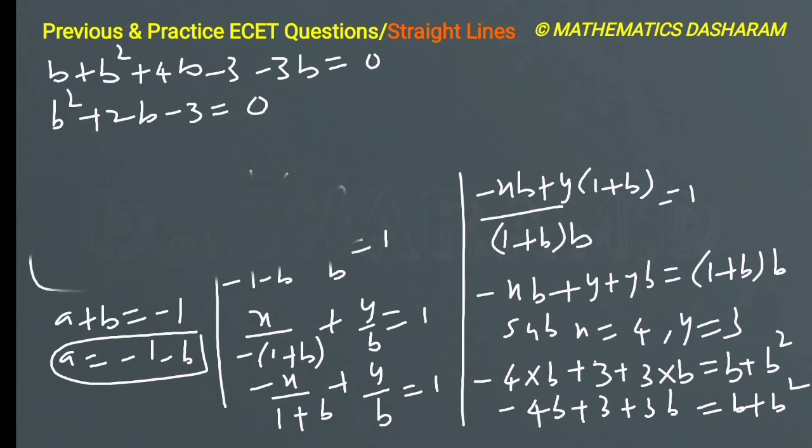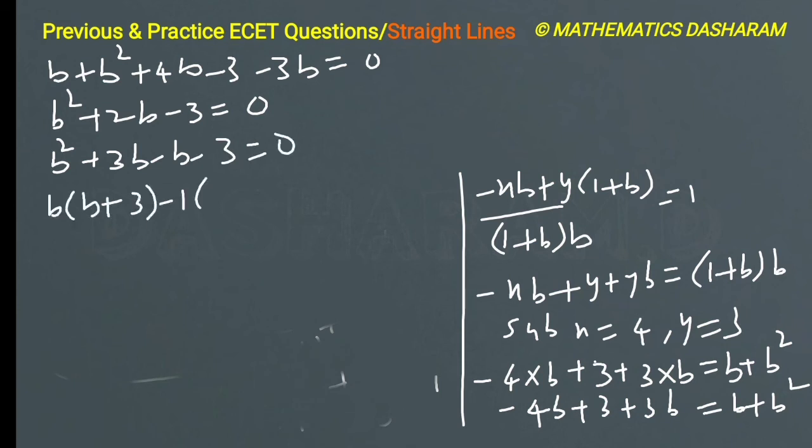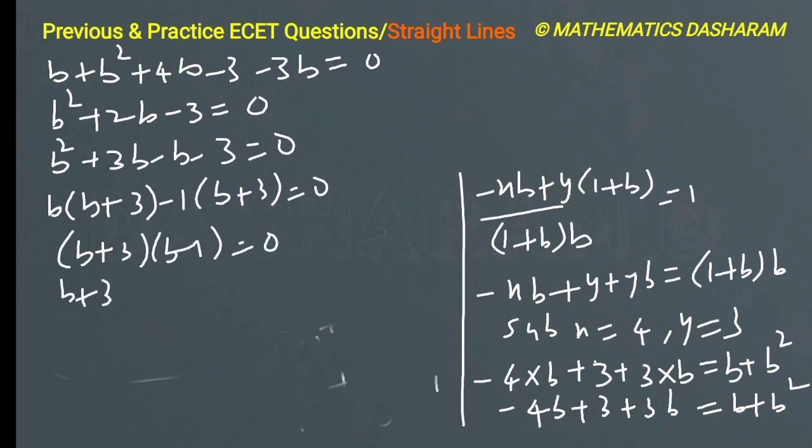So do factorization to find the b value here. So b square, 2b I am writing as 3b minus b, so minus 3 equals 0. Take b common, b plus 3, minus 1 common, b plus 3 equals 0. Now b plus 3 is common, into b minus 1 equals 0. So b plus 3 equals 0 is one answer, b minus 1 equals 0. So b equals minus 3, b equals 1. So we got two b values.